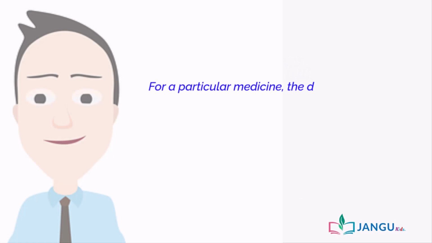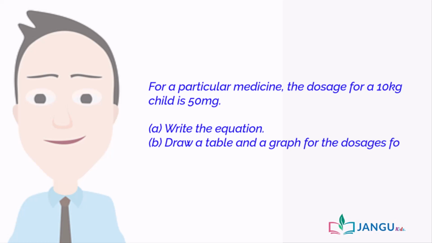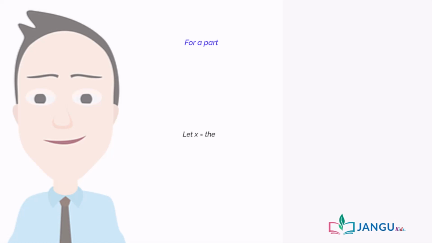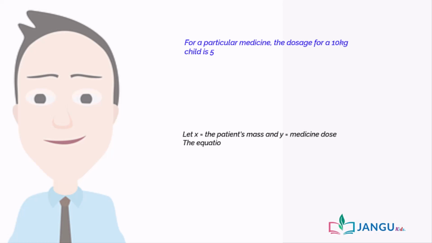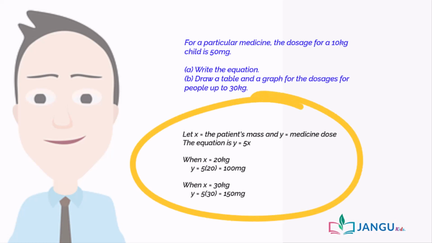For a particular medication, the dosage for a 10-kilogram child is 50 milligrams. A. Write the equation. B. Draw a table and a graph for the dosages for people up to 30 kilograms. To solve this, let x be equal to the patient's mass and y equal the medicine dose. The equation is y equals 5x.